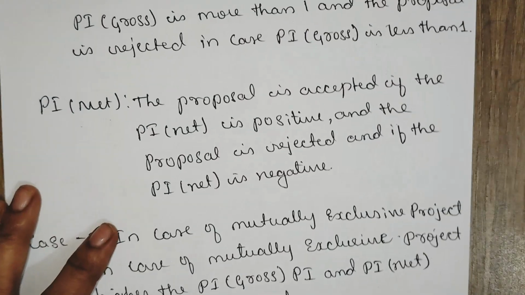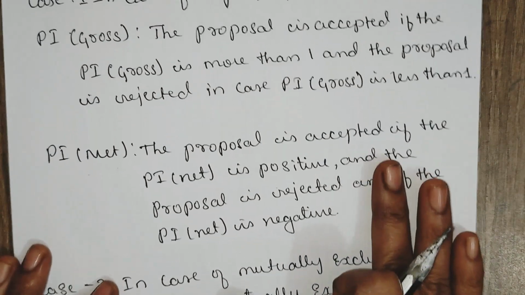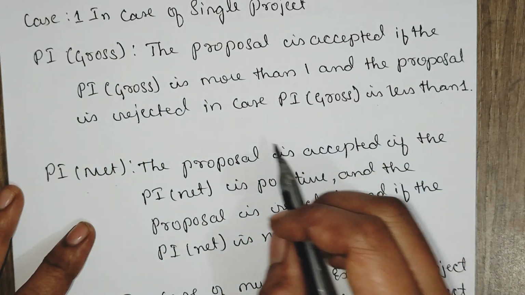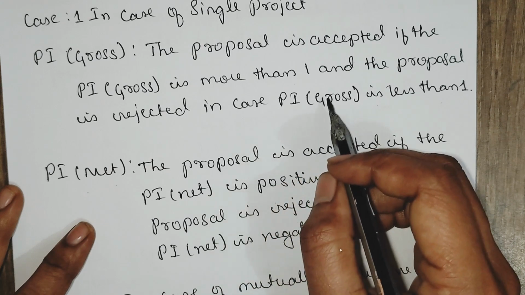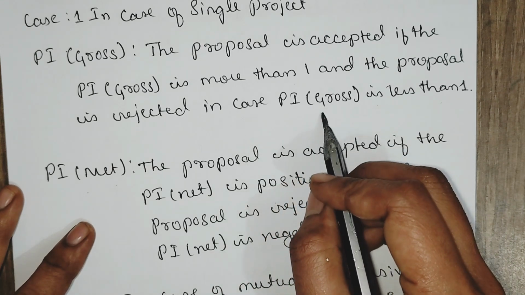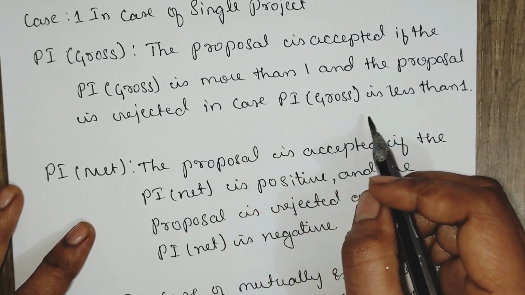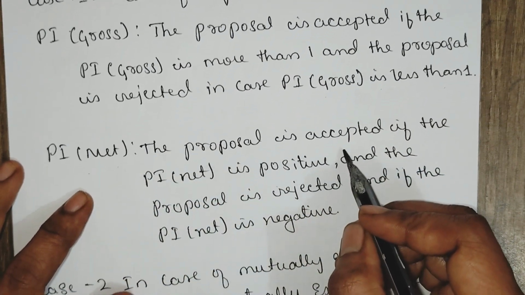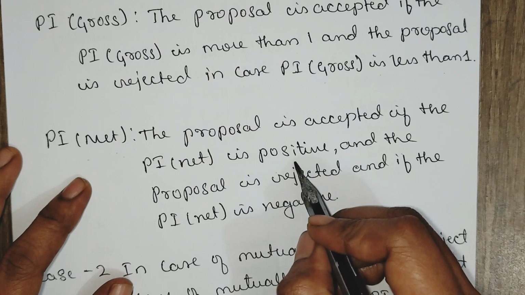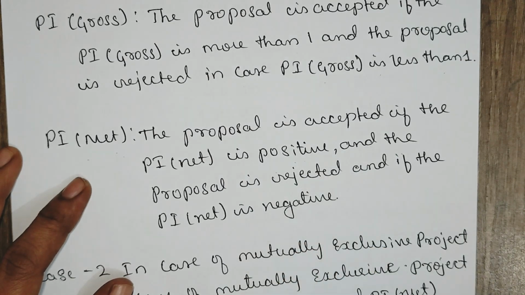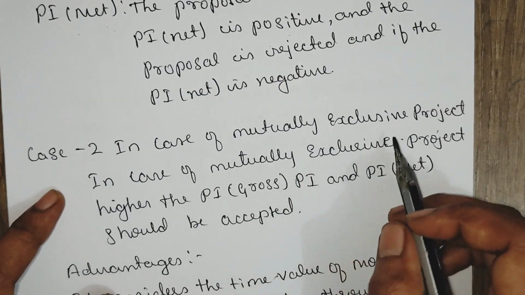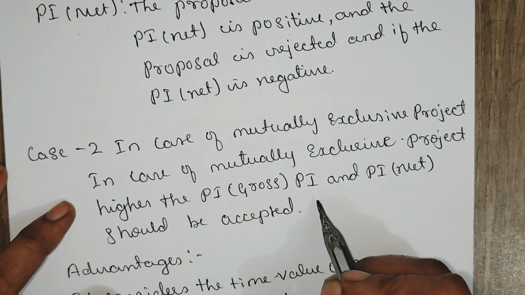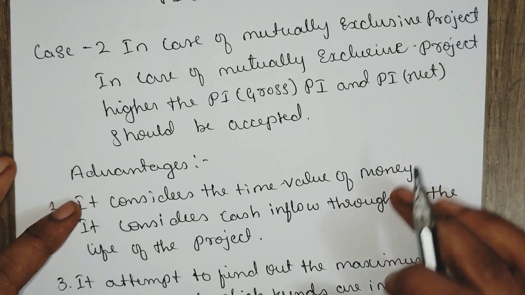We'll understand what is the acceptance and rejection criteria. In case of a single project, the proposal will be accepted if profitability index is more than 1, and this is for gross. The proposal will be rejected in case of less than 1. If profitability index net is given, it is accepted when it is positive. If negative, it will be rejected. In case of mutually exclusive projects, the highest profitability index will be accepted, the lowest will be rejected.